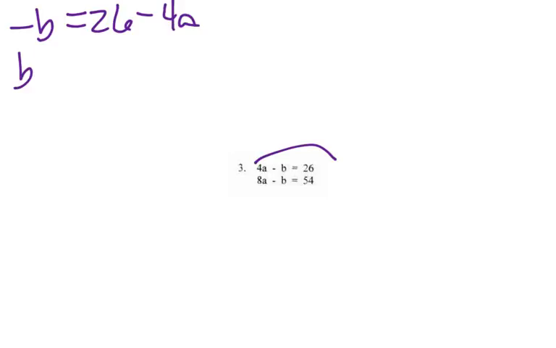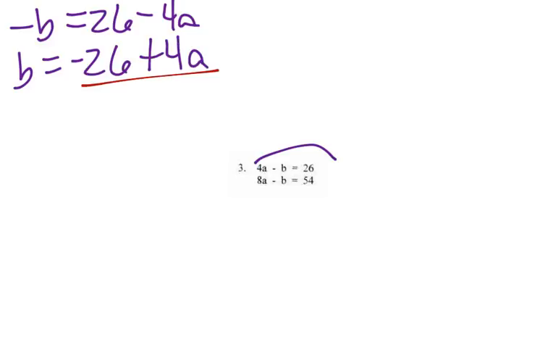Neither of your b's have a coefficient. They're both negative, so just pick one. I'm going to go with the first equation. If I move the 4a, I get negative b is equal to 26 minus 4a. b has to be positive, so change every sign. b is equal to negative 26 plus 4a.